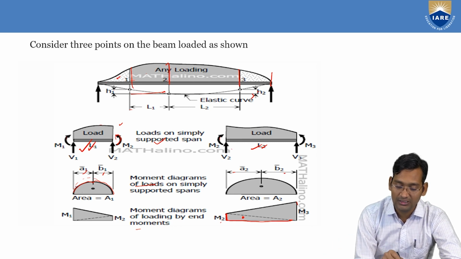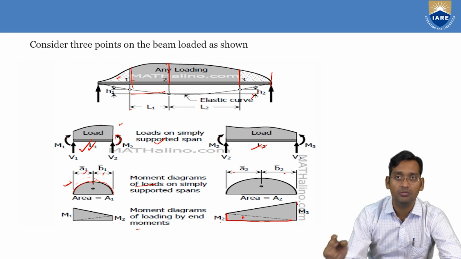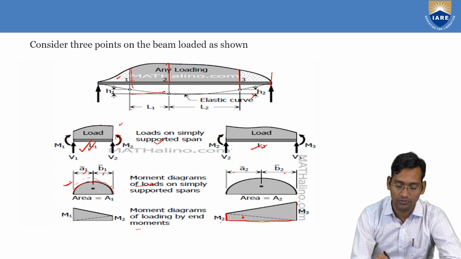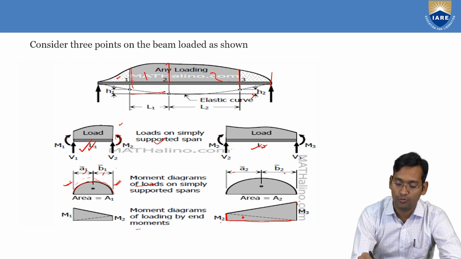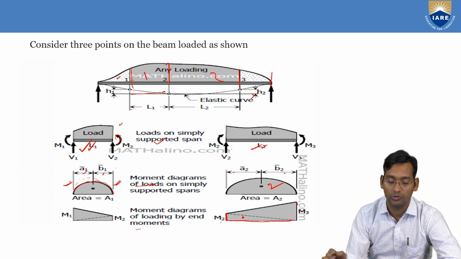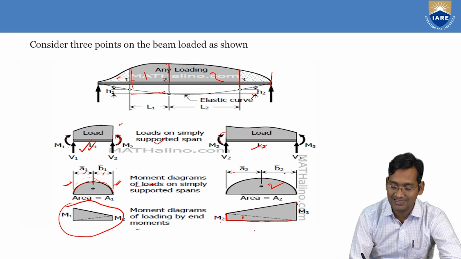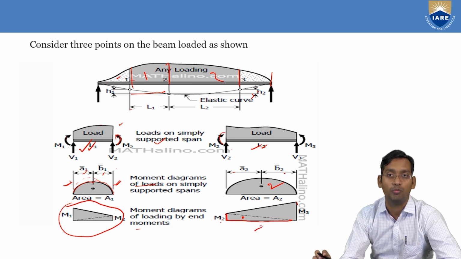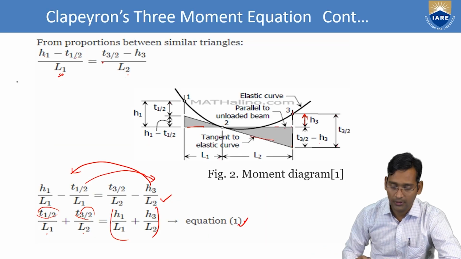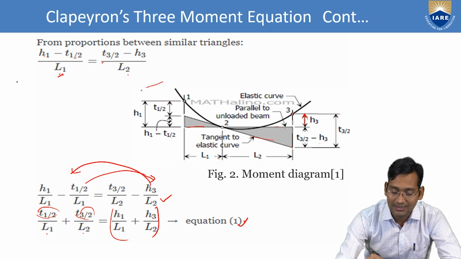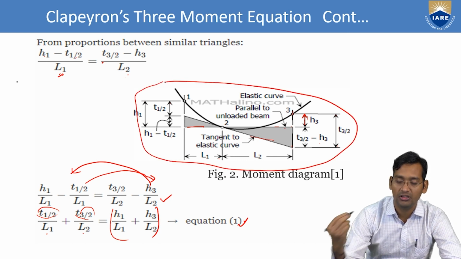Now this one is because of the load acting. So this will be the moment for part 1, and this is for part 2. This is because of the end moments that are acting here, like M1, M2, M2 and M3. So this is the diagram of the end moments. Okay. Now, this is the important thing that you have to find.